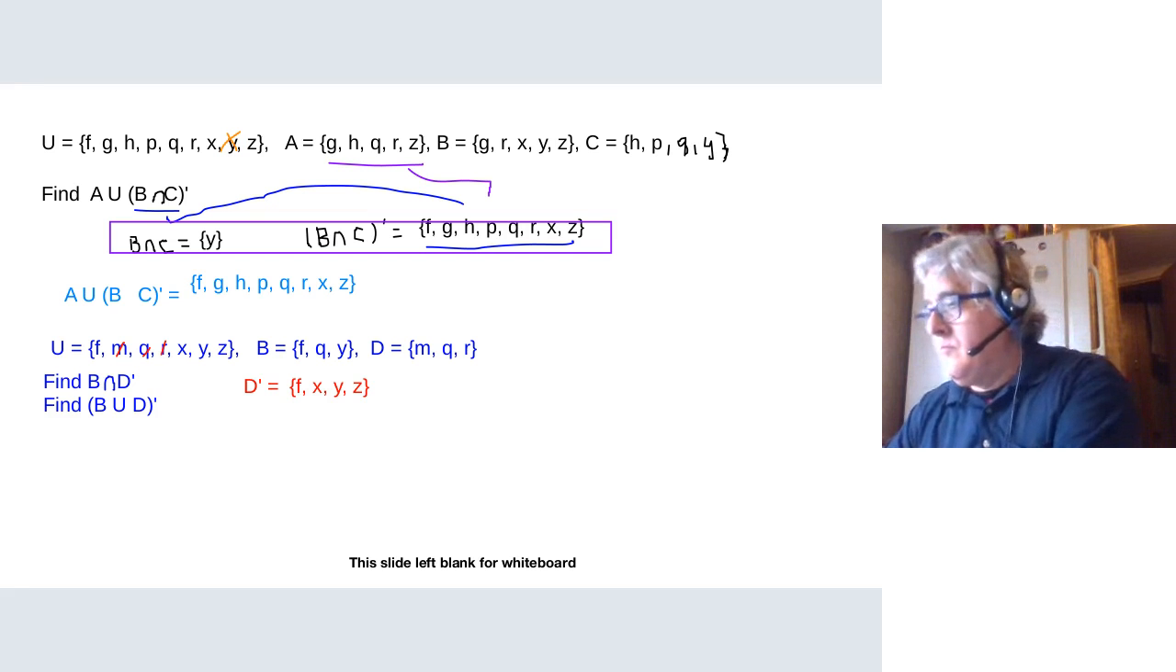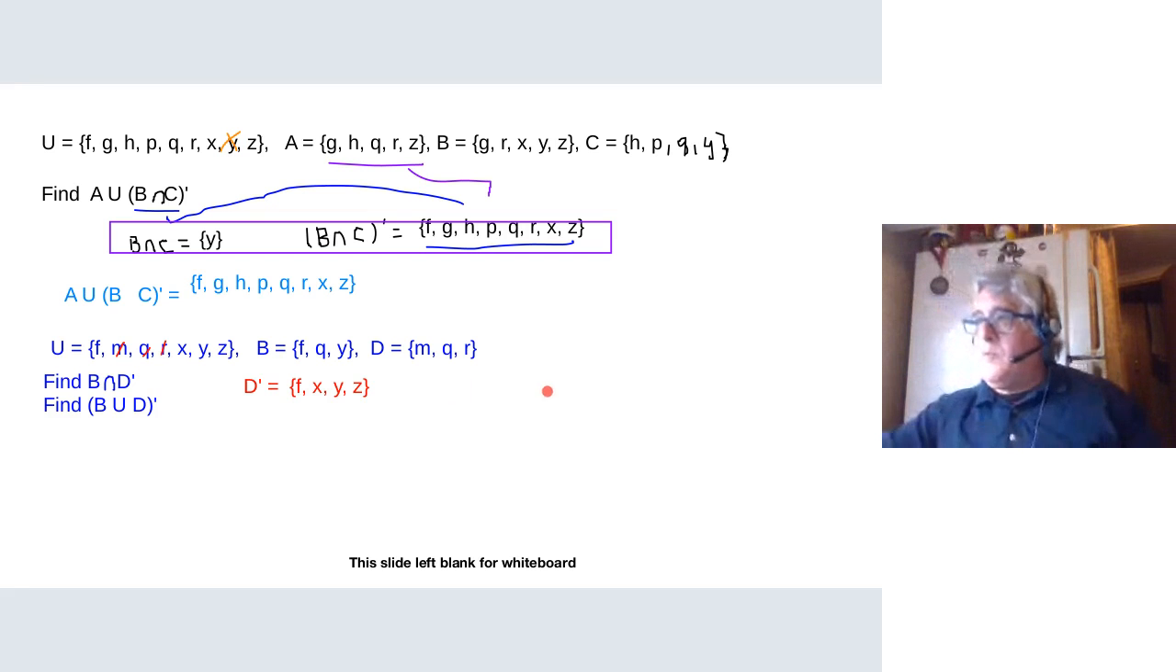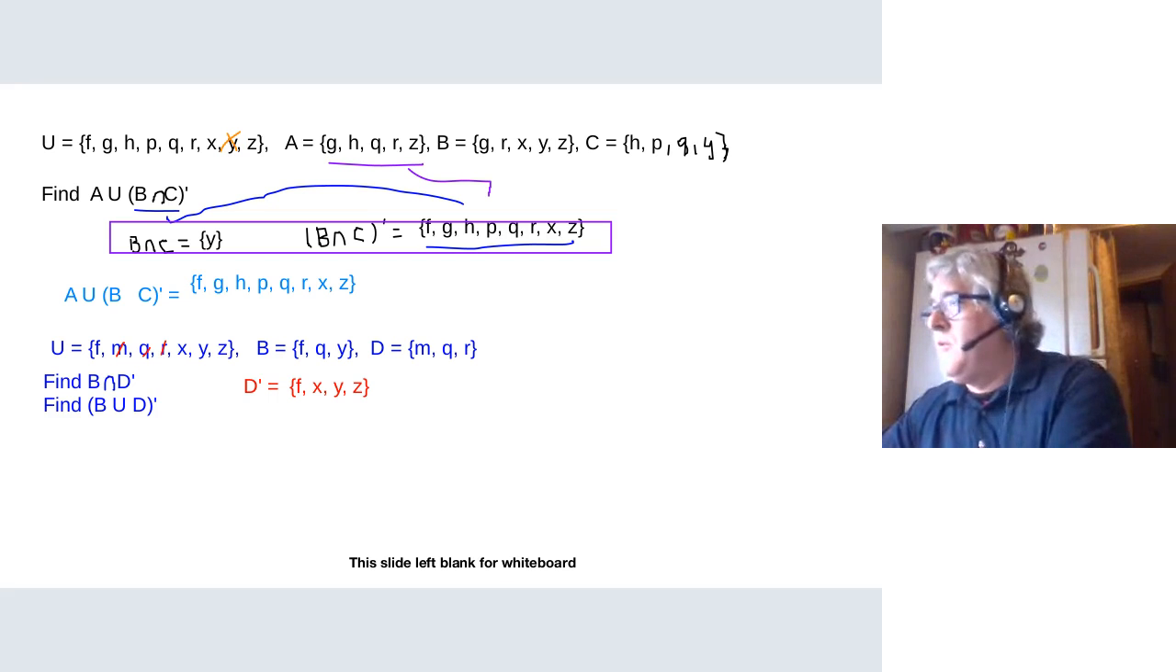Okay, that's D complement. Now, we're putting together the intersection. So on this one, it's just the thing that's common. So what's common between B and D complement? Well, you got an F and you got a Y. That's the only thing. Q is not, and neither is X or Z. F and Y are the only ones.